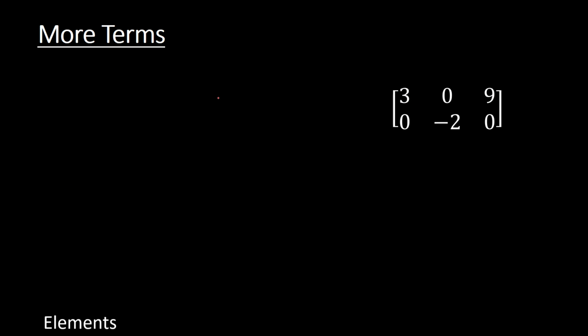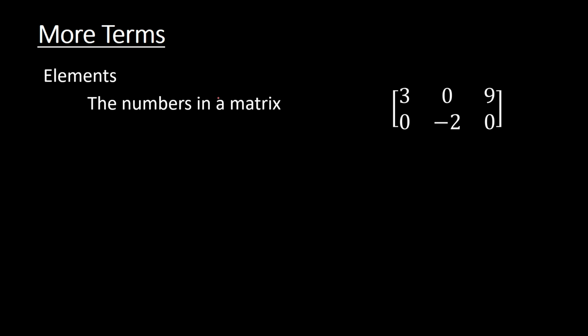Now within a matrix, we have what we call elements, which is each number in the matrix. So the number 3 is an element, the 0 is an element, 9 is another element. All of the numbers are an element.